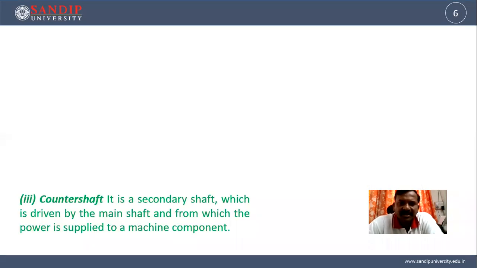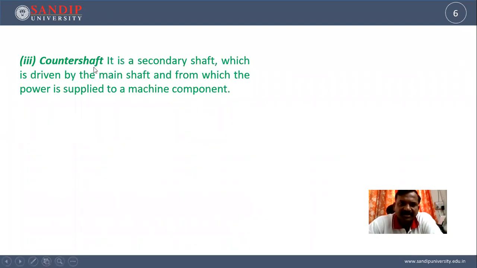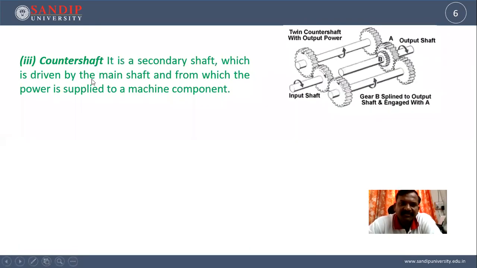Then third type is the counter shaft. So what is counter shaft? It is a secondary shaft which is driven by the main shaft and from which the power is supplied to the machine component. So here in the sketch, you can see the input shaft to the left side and twin counter shafts are attached to it. Input is given to the left side. The gear will rotate in clockwise direction, and these two counter shafts will rotate in anti-clockwise direction, and they will transmit the power to the other end where it is driving the output shaft.